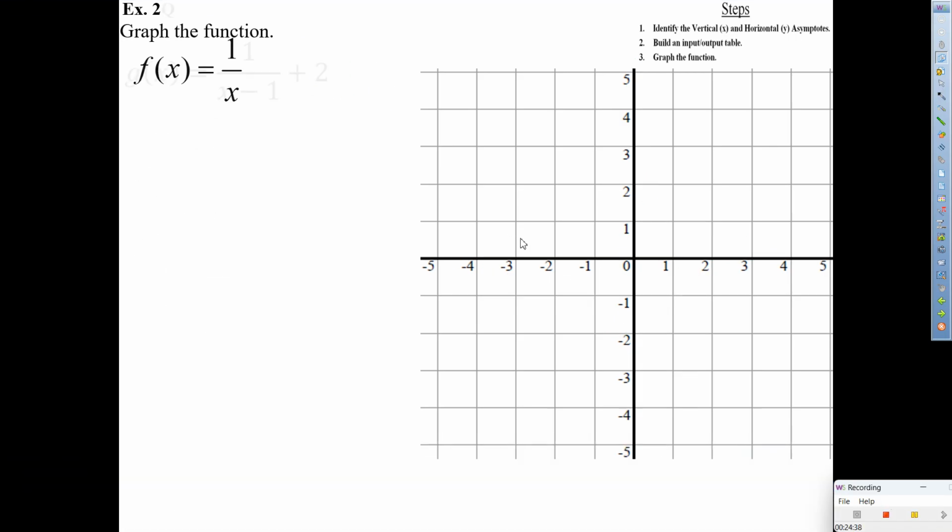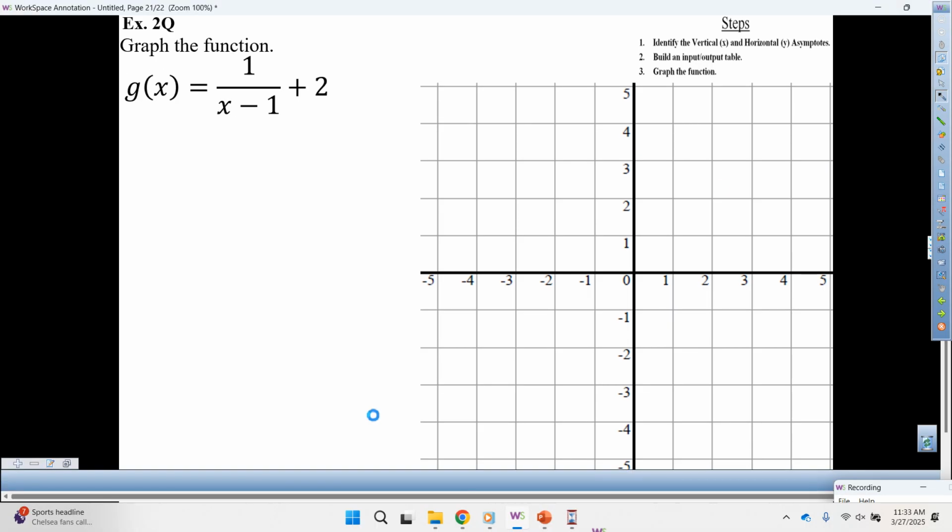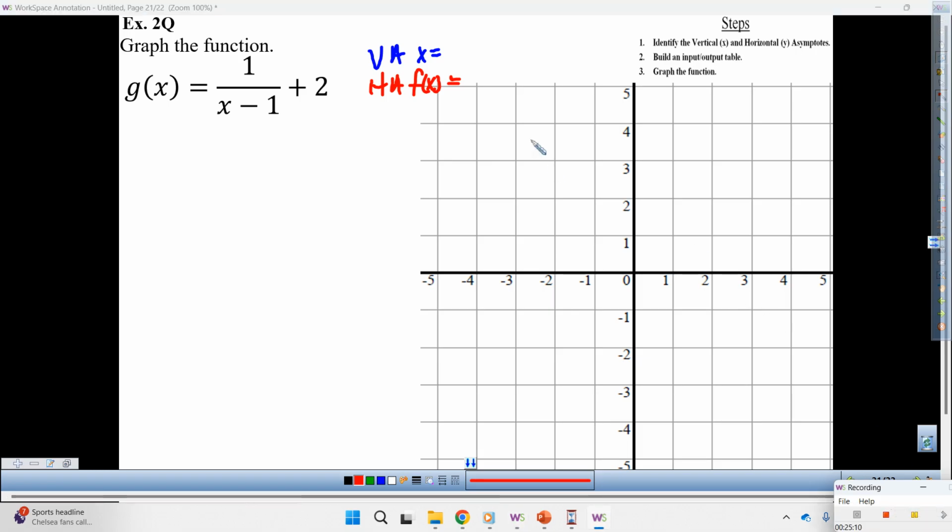Example 2 super cube. You have it right there next to the other one, yes? So step 1, identify the VA and HA. So, VA, HA. All right, tell your neighbor what the VA and HA are from here.